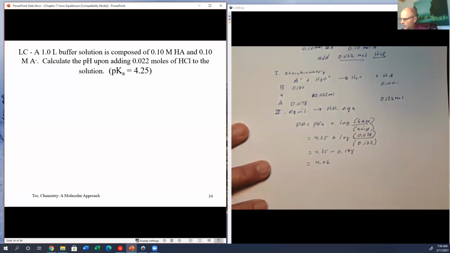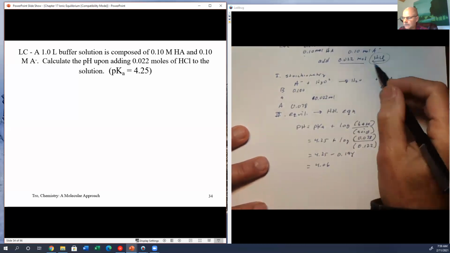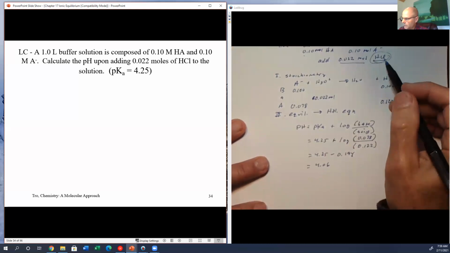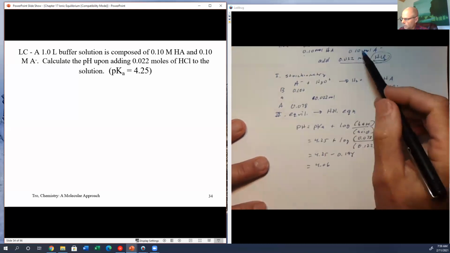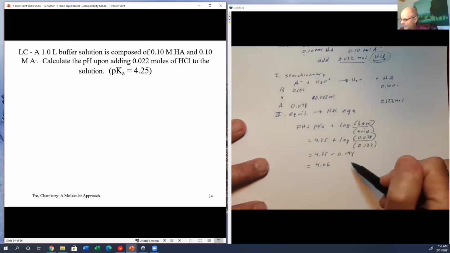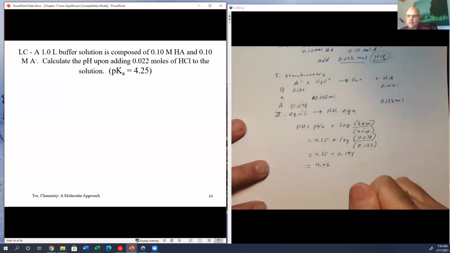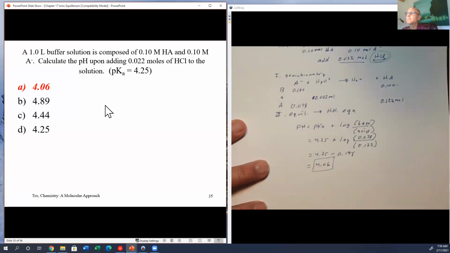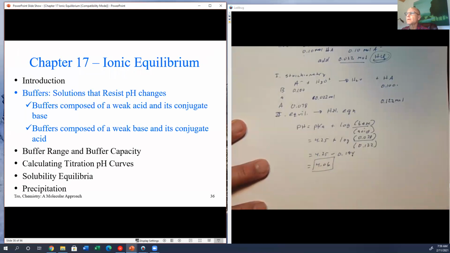Now, notice what happened here, right? We added acid. The initial pH, since these were equal, was 4.25. Adding the acid had the effect of bringing the pH down a little bit, just like we would expect, right? So always think about what happens. That's why this is negative in this case. It brings the pH down, okay? So the answer was 4.06, okay? All right, very, very good.